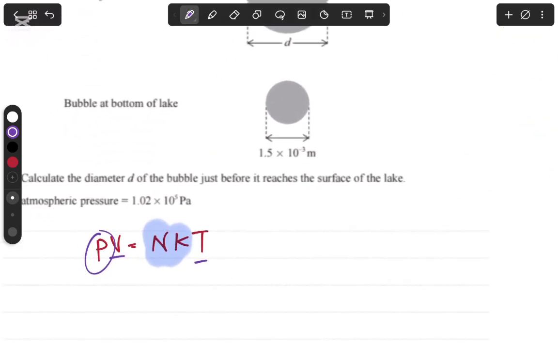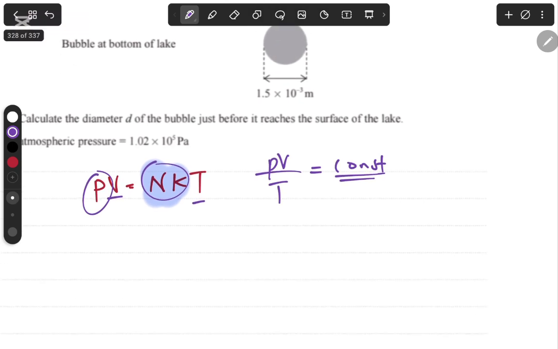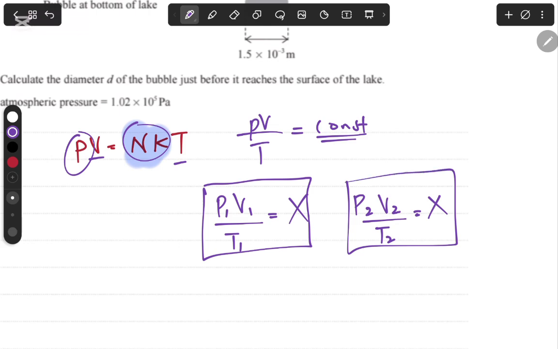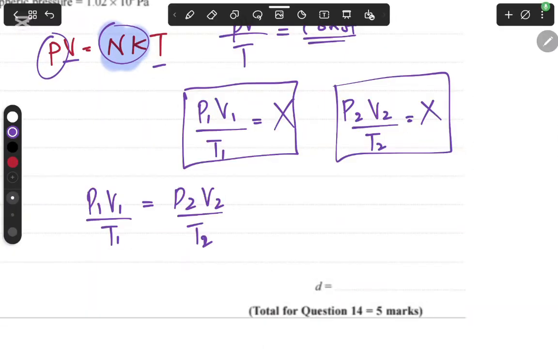Now what we can do, once we know what things are changing, is say PV over T equals a constant. We know that this Nk right over here is going to be constant. So we can say P1 V1 over T1 equals the constant, let's say X, and then P2 V2 over T2 is going to equal X as well. These values are when the bubble is at the bottom of the lake. These values are when the bubble reaches the surface. So now we've equated both of the equations, and now all I have to do is find V2.